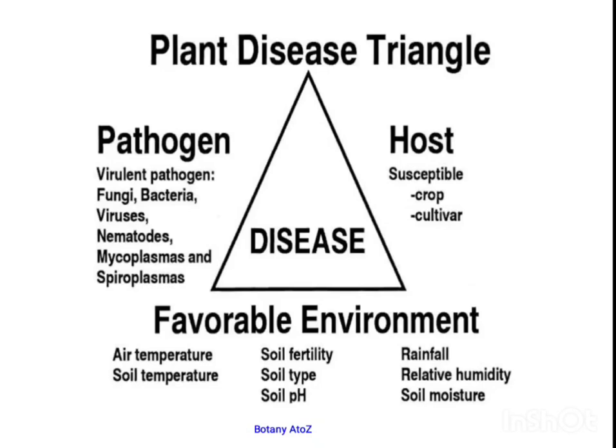The nutrients, the pH of the soil or the pH of plant parts, the humidity, rainfall, the temperature. When all these factors are favorable, these factors are in favor of the pathogen, there are high chances that disease will occur. The disease will spread in the crop or a plant.